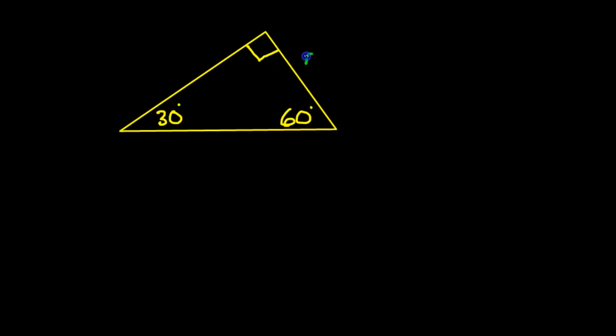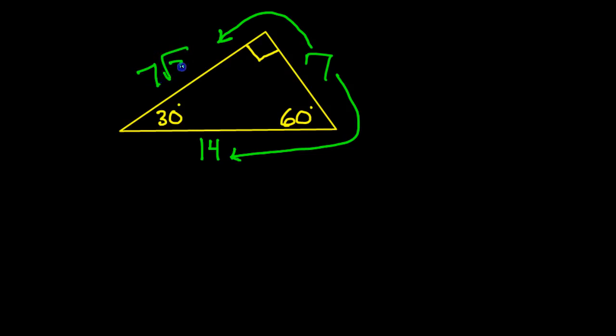Now if we know the short leg, we have it made. For example, if this short leg was 7, then if you want to know the hypotenuse, you just double it. So the hypotenuse will be 14. Okay? It's all about the short leg. You double it, you get the hypotenuse. Now if you take that short leg and multiply it by radical 3, that's going to give you the long leg. So this will be 7 radical 3. So if you have the short leg, you can get everything else.